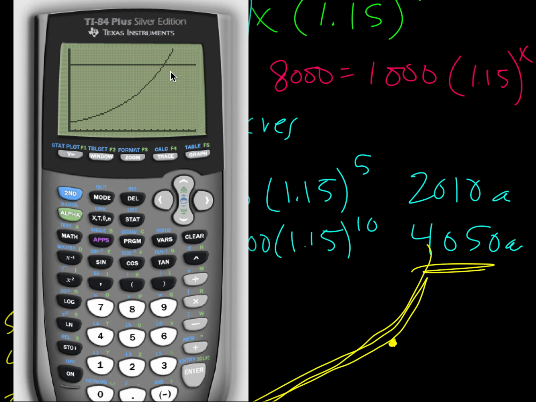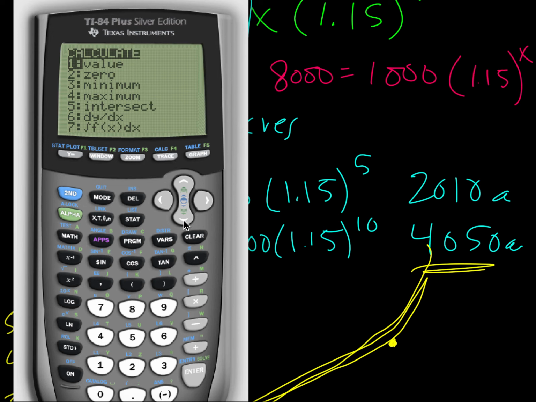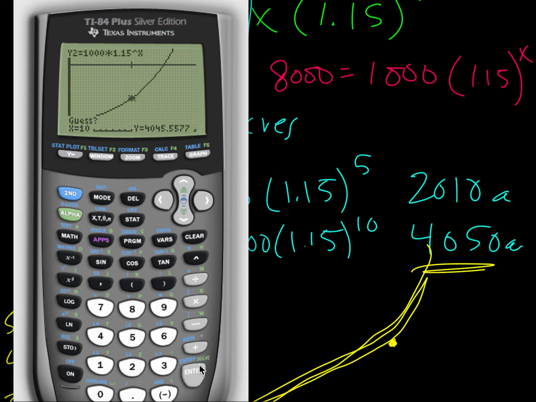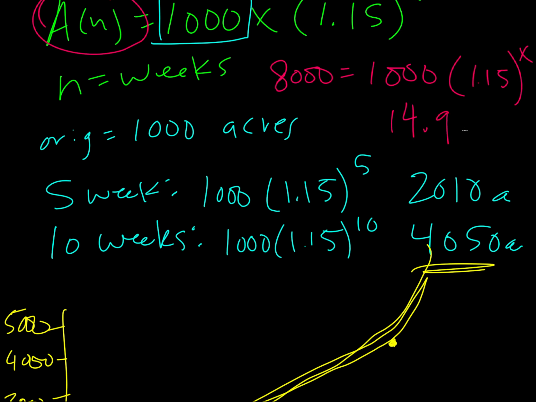Okay, now when these cross, that's where our answer is going to be. So we go second, calc, go down to intersection, and we click first curve, second curve, and then we guess. So we click where we think they cross, which is about right there. Okay, the intersection is at 14.9. So I'm going to write that down. 14.9, and that'd be weeks. And that's essentially it. So at 14.9 weeks, it would be 8,000 acres affected.